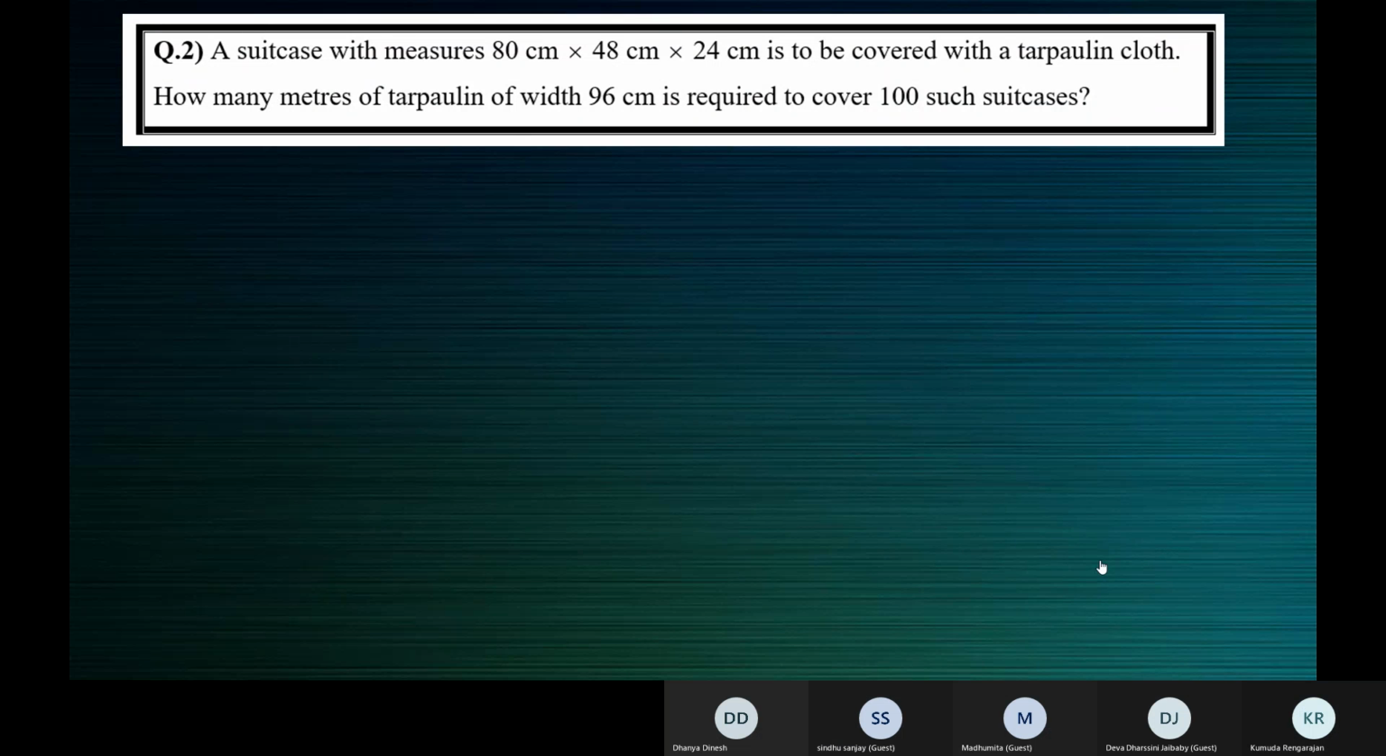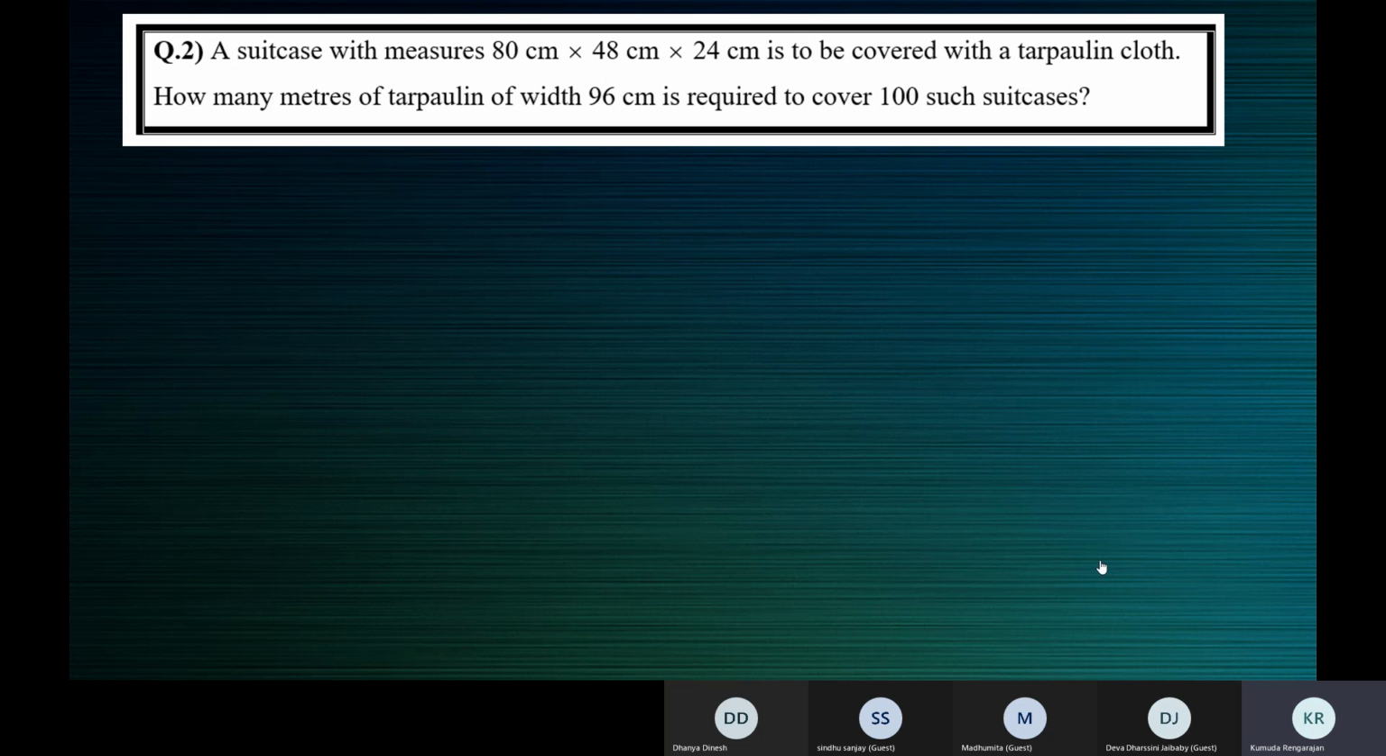Yes, ma'am. Okay. A suitcase which measures 80 centimeters by 48 centimeters by 24 centimeters is to be covered with a tarpaulin cloth. So clearly from the dimensions, you can make out that the suitcase is cuboidal because you're given the length, the breadth and the height of the suitcase. So it's a cuboidal suitcase. You need to cover the suitcase with a tarpaulin cloth.